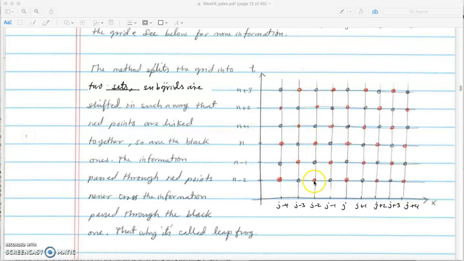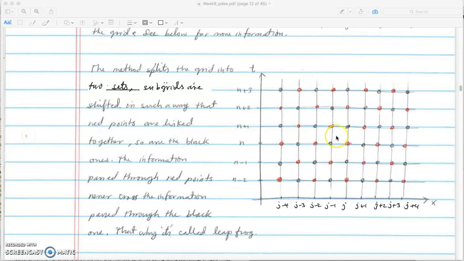So we never actually cross. When we go over the red points, we never see the black ones, and when we go over the black ones, we never see the red ones. So we have two completely separate grid points, which never crosstalk. So this is exactly Leapfrog.